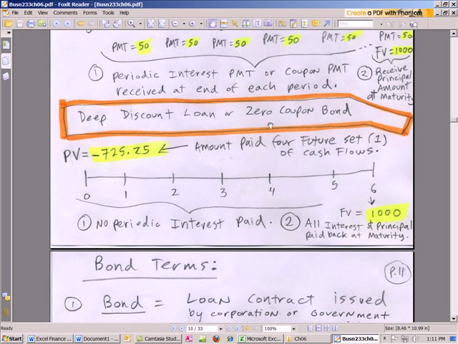Deep discount or zero coupon bond, because there's no little coupons, no interest payments, at least no periodic interest payments. All of the principal and interest is paid back at the end. So if you are the bondholder, you're willing to pay $725.25 to receive $1,000 in 6 periods. Now, in this example, we'll do all the math for this coming up later. These are actually semi-annual periods.